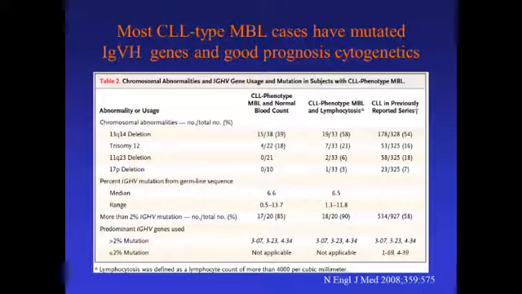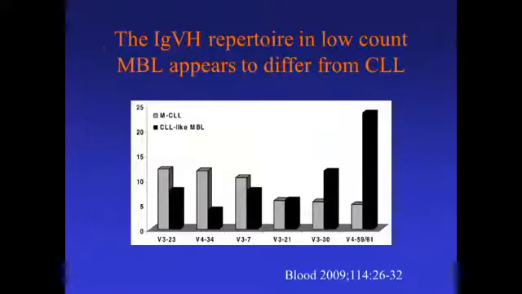The other thing that's very interesting is that most of these cases have mutated immunoglobulin genes, 85%, 90% of these small monoclonal B-cell lymphocytosis cases. When we look at full-blown CLL, it's like 50-50. This suggests that the non-mutated type of CLL doesn't hang out as long in the monoclonal B-cell lymphocytosis stage as the mutated ones do. Again, this just confirms that it's more aggressive disease.